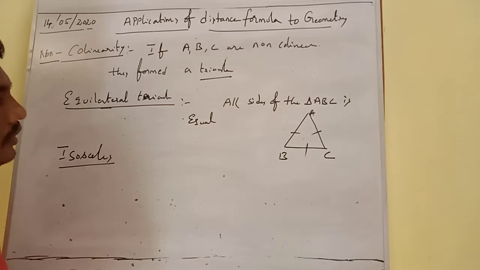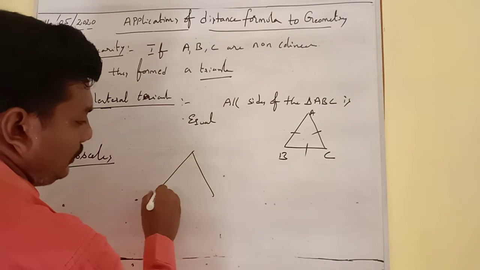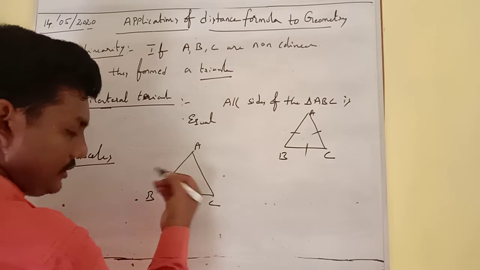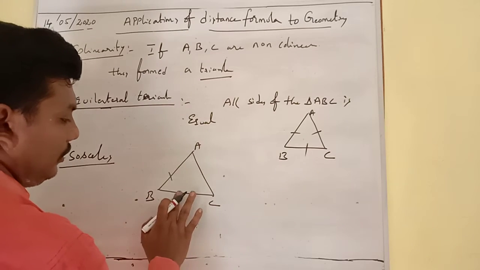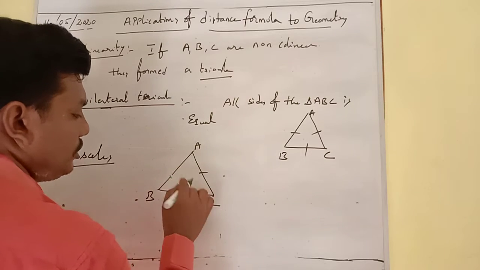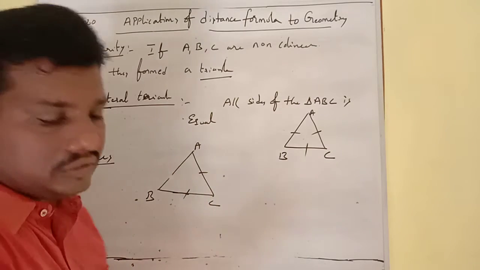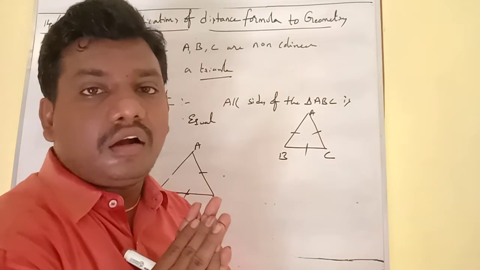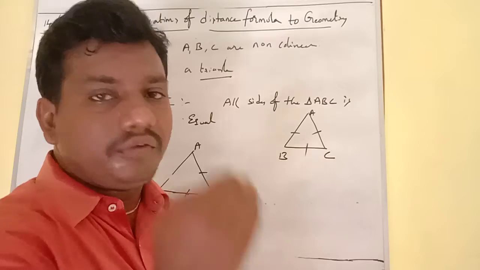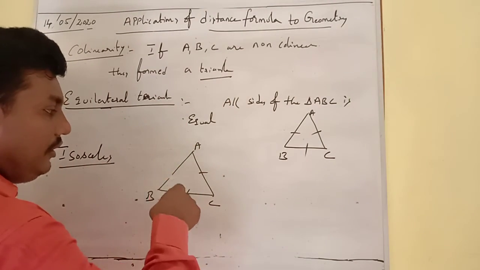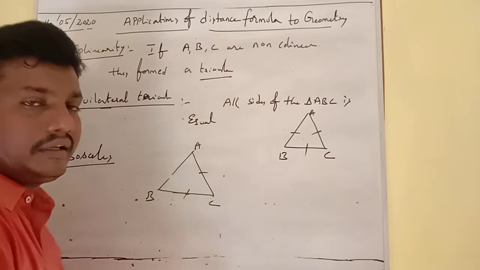In an isosceles triangle, any two sides in triangle ABC are equal. If these two sides are equal, it is an isosceles triangle, or otherwise if these two sides are equal, that is also an isosceles triangle. That means if any triangle is isosceles, then according to the distance formula, we have to find the distance between any two points. If three vertices are given, we can find three pairs of distances.